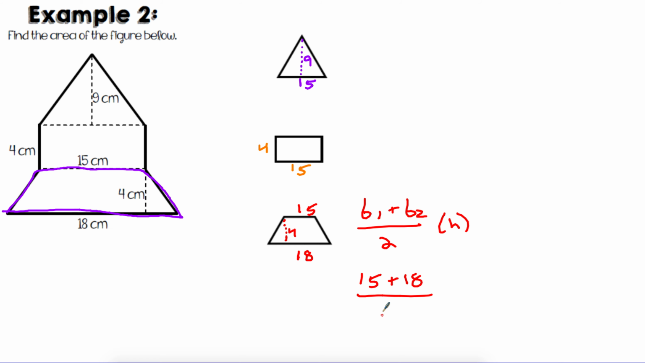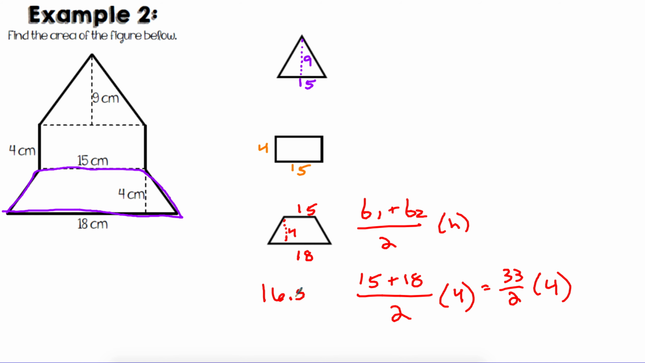Add them up, divided by 2, multiply by the height of the trapezoid. Okay, this is 33. This isn't the most friendly of trapezoids, I guess, huh? So I'm going to get 15 plus 18 is 33, divided by 2, times 4. Okay, and then 33 divided by 2, that's going to give me 16 and a half.